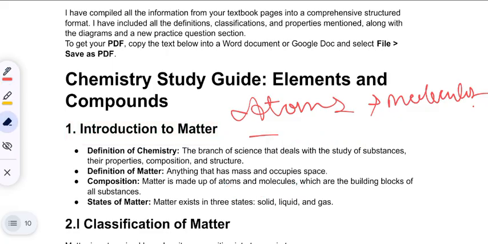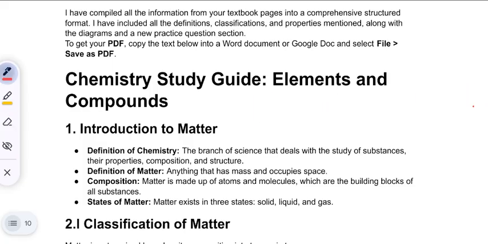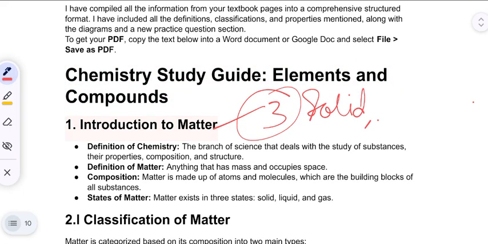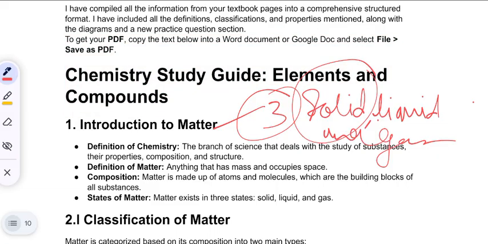Then states of matter. What are states of matter? Matter exists in three states. Those three states are solid, liquid, and gas. Let me give you an example. If you take water and freeze it, it becomes solid, and if you melt that ice again, it becomes liquid. After that, if you evaporate the water, it turns into gas.